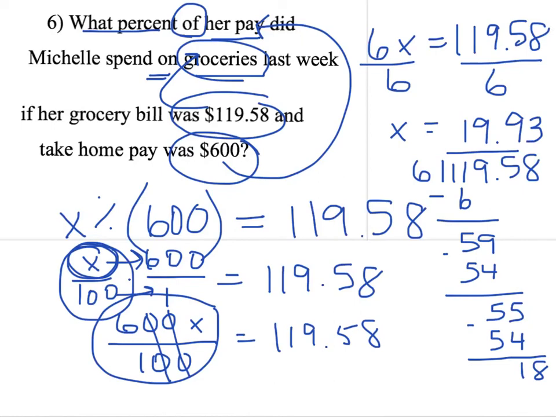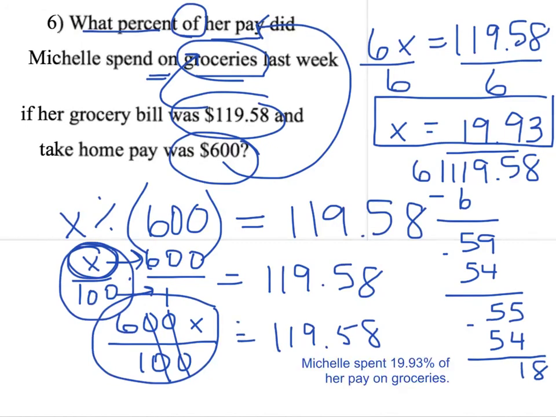So if I look back at my final answer, x is equal to 19.93, but I need it in sentence form. So I'm going to erase this for a second and give you the answer. So hopefully you can see it. It's right down there. Michelle spent 19.93% of her pay on groceries.